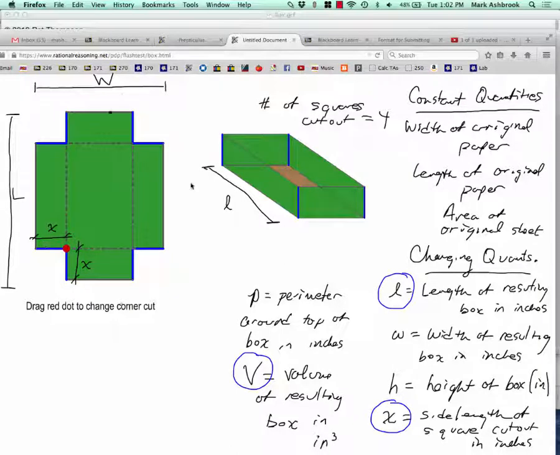So how could I also define little l over here? From where to where? From here at the bottom up to the top. Yeah, so that same dimension is right here. That's the same L that will be the length of the box. Okay? And we said big L was 11 inches. And big W, the original width, was 8.5 inches.